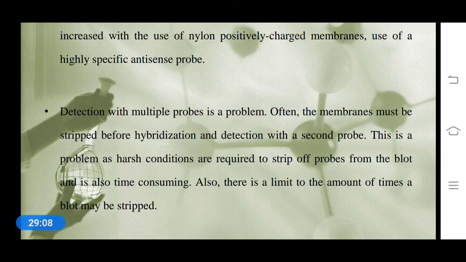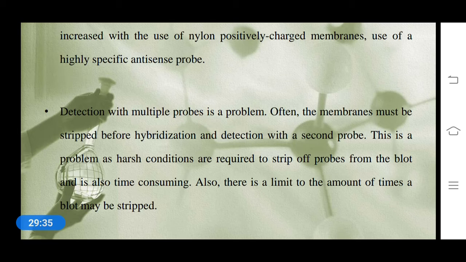We can use any kind of probe in Northern blotting. We can use a radiolabeled or non-radiolabeled probe, primers, or DNA, anything can be used as a probe, and multiple probes can be used. So detection with multiple probes is really a problem.